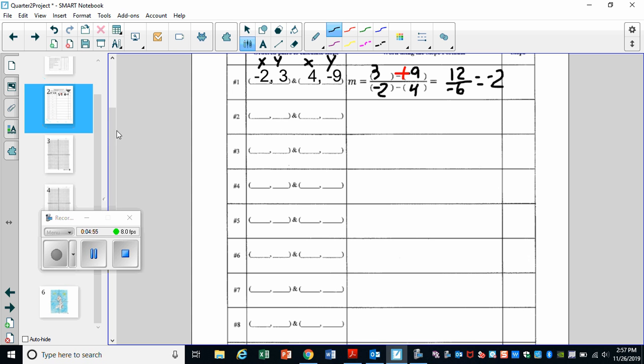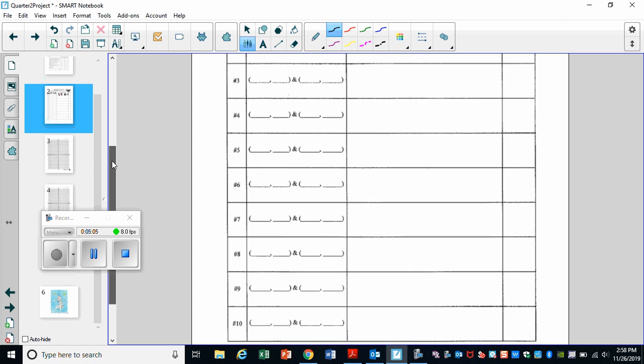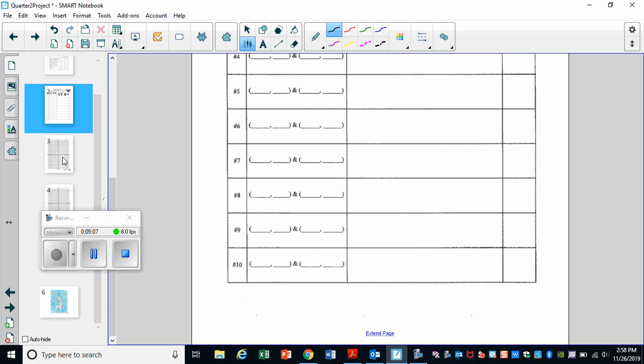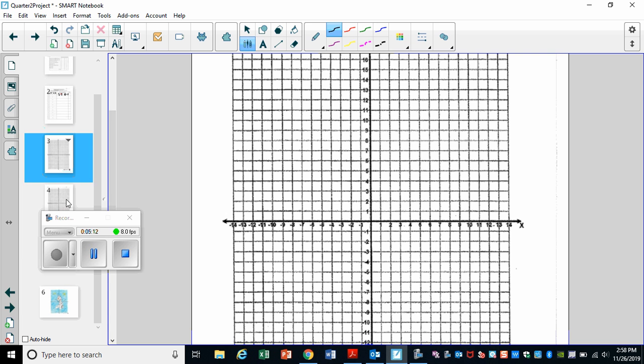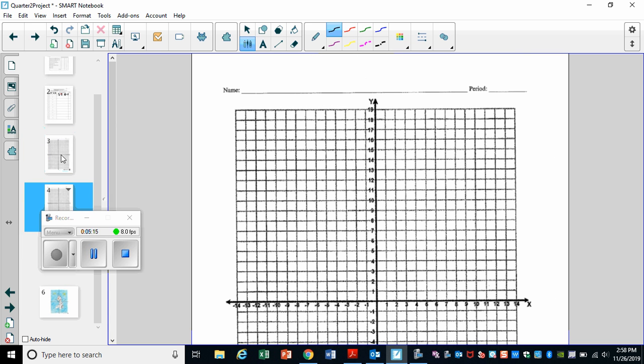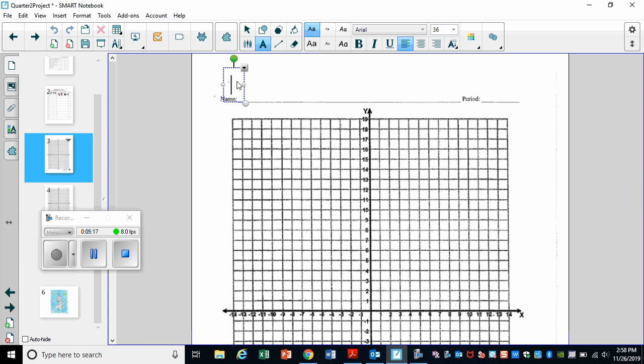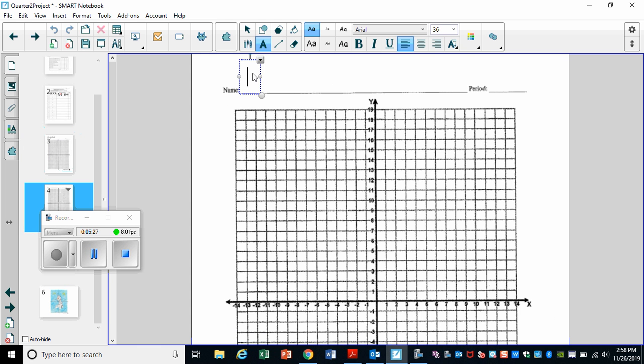Now remember, 2 of your slopes must be 0, so that's a horizontal line. Two of your slopes must be undefined. That's your vertical line. Again, use the front page for your rough draft. Use your back page for your final draft. So if need be, you can write rough draft and then final draft.